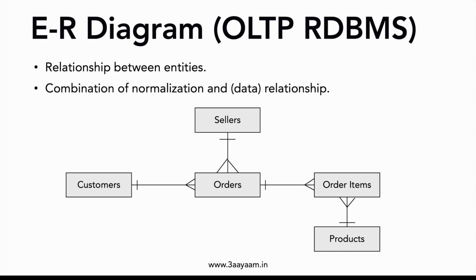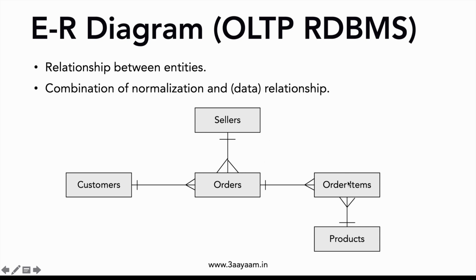Now let's see the final one between orders and sellers. For each order, there can be only one seller, but for each seller, there can be multiple orders. So that's how it is. Actually, this should have been with order items, but in the data that I have generated, I have not put any seller ID in the order items. So that's why the relationship is like this.